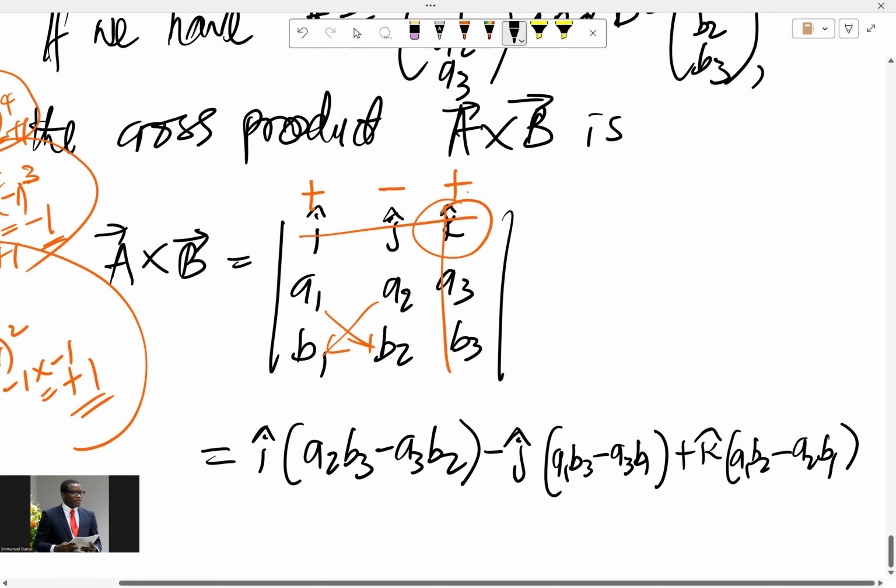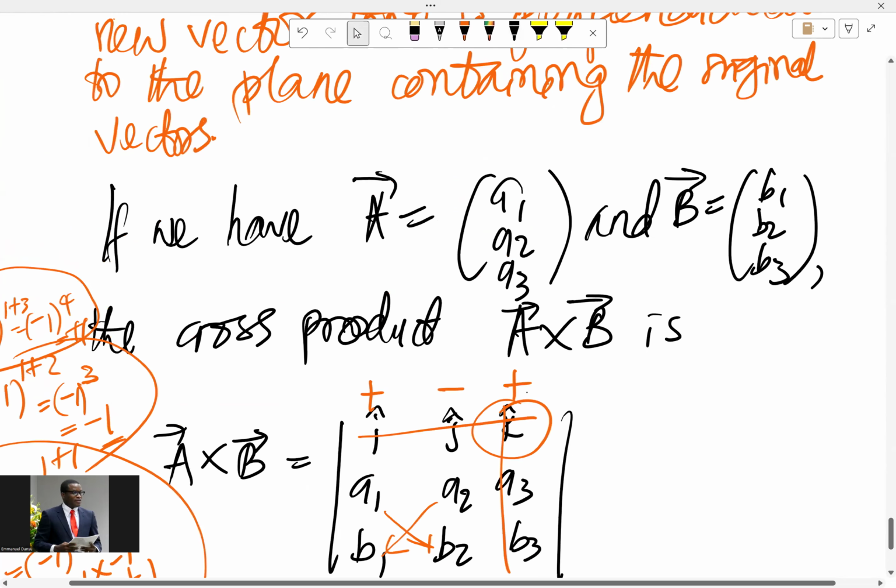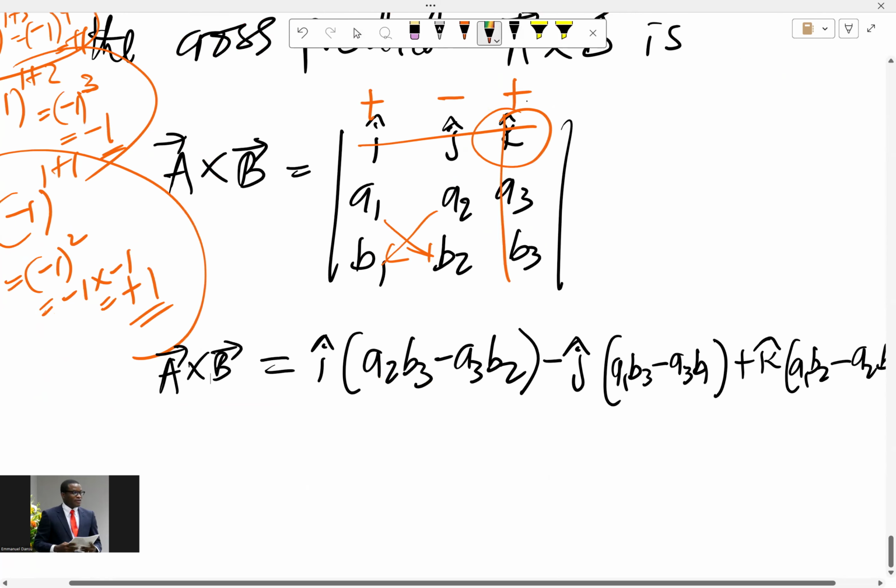So that's simply cross products. So it's a bit trickier than dot product. Dot product is really straightforward. So this is what we get for A cross B. That's cross products. Okay. And of course, it has a geometric interpretation, just like the dot product has.